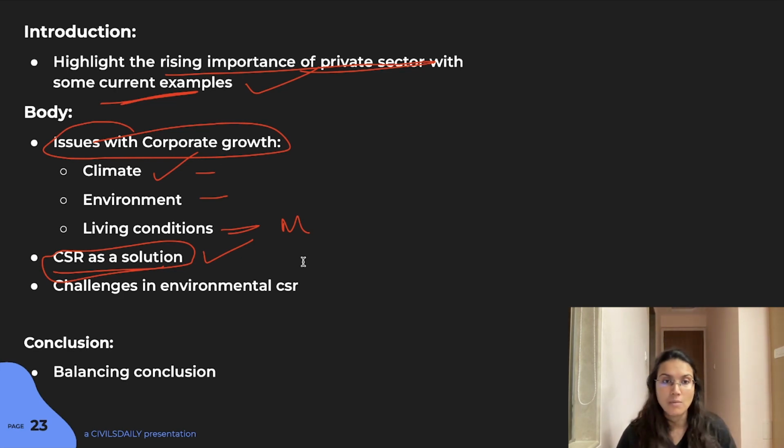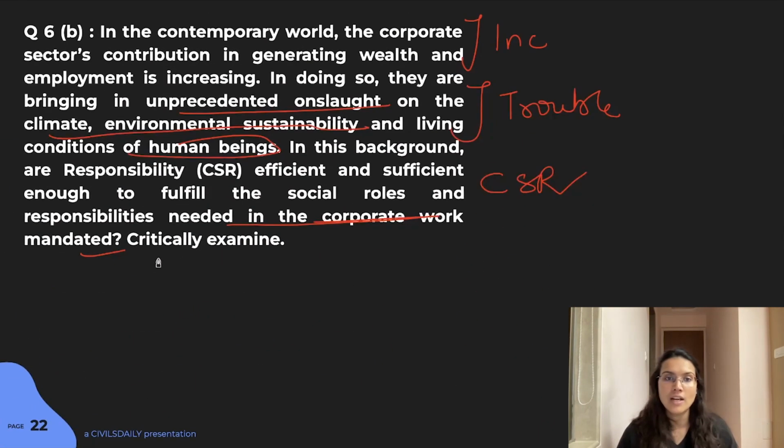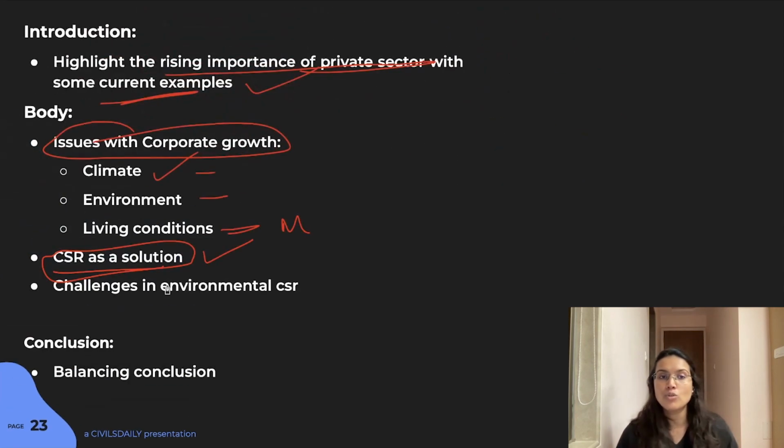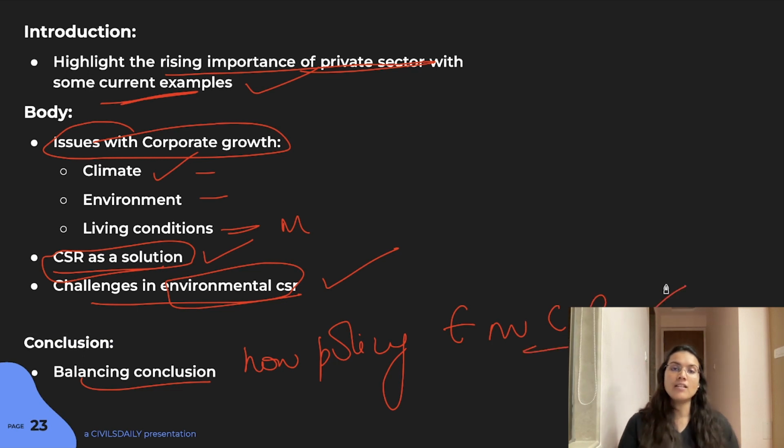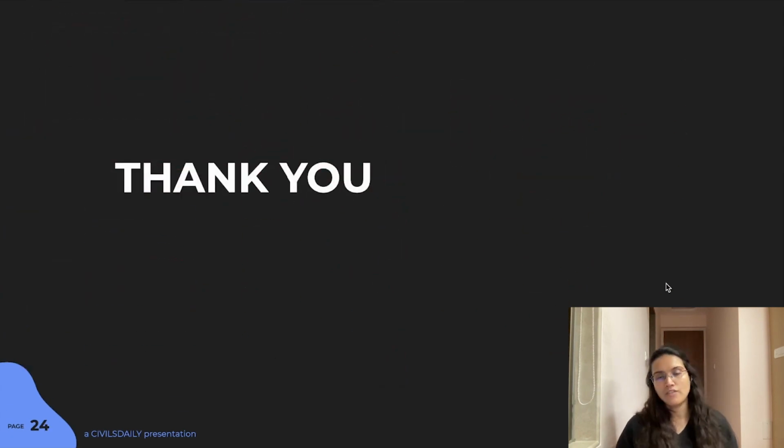Even the Indian ones you can talk about here. Okay, since the question here again is critically examine, so you need to talk about the challenges that lie with respect to environmental CSR. That is again one portion that should be there in your answer. And lastly, we can have a balancing solution, like how policy wise we can improve the environmental CSR, okay, and get the right working into that particular idea. Okay. So again, that was the last question of section A.